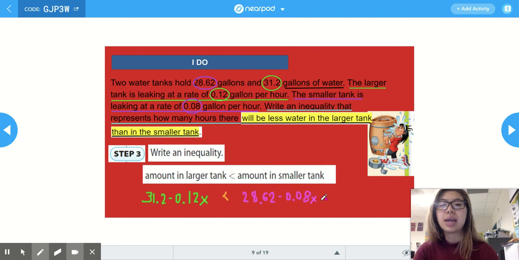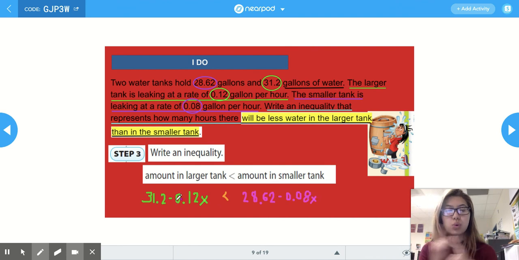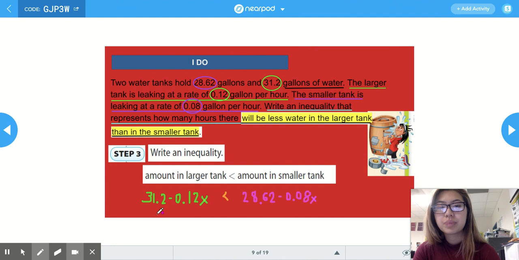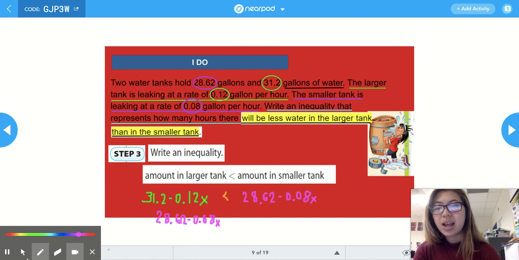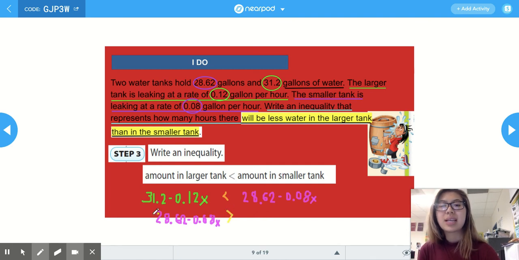Again, if we want to switch the order of the expressions, if I have the 28.62 minus 0.08x first, then I also have to flip the inequality symbol so that it's saying that the amount in the smaller tank is greater than the amount in the larger tank, which is also the same thing as when there will be less water in the larger tank.